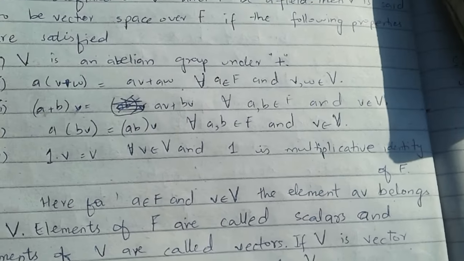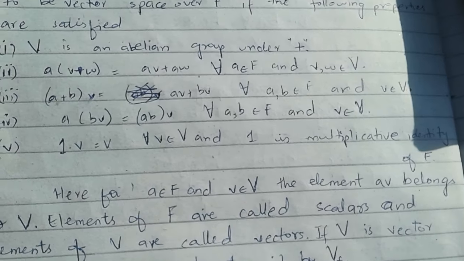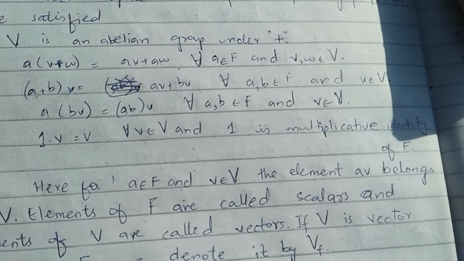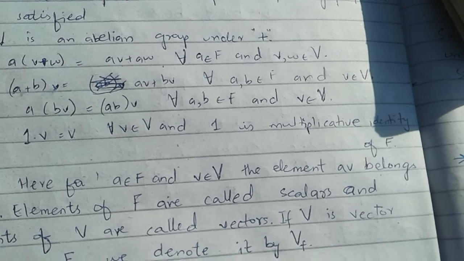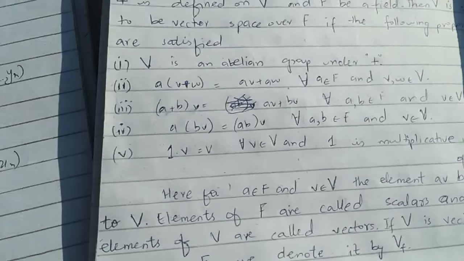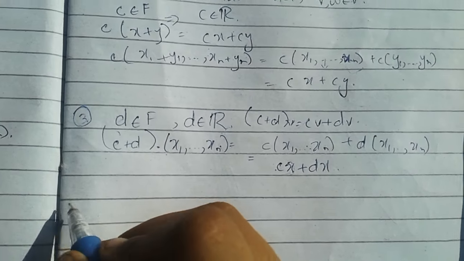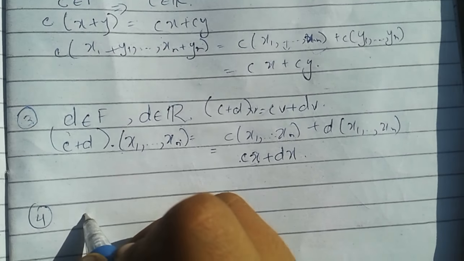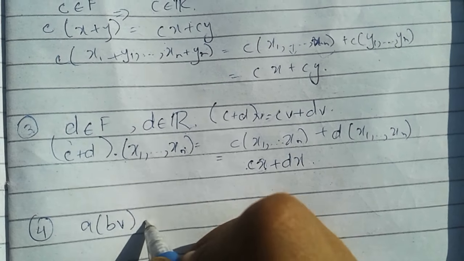Now the fourth property is that we have to prove the associative law with respect to multiplication. That is, a(bv) is equal to (ab)v. Again, a and b being the scalar elements of the field and v being the element of the given vector set.